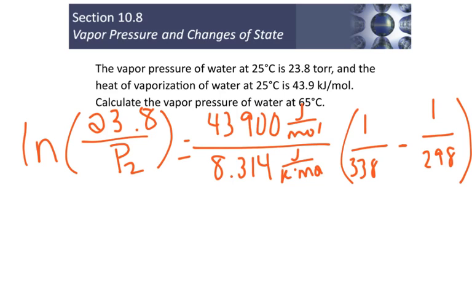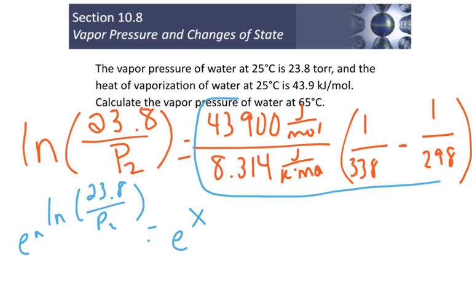Because in order to cancel out the natural log, the opposite of natural log is e to the something, to whatever that is. And an easy way to remember that is you look at the second function on your calculator. Natural log is ln. The second function is e to the x. So we have to do e to both sides. So on the left, we're going to take e to the natural log of 23.8 over P2 equals e to the x. And x is whatever this ends up being.